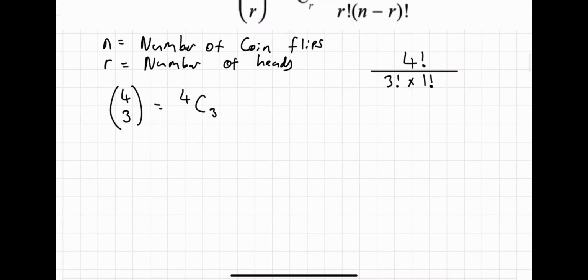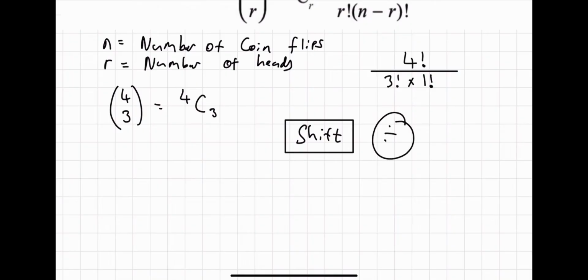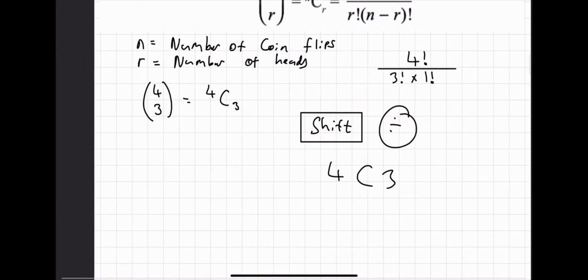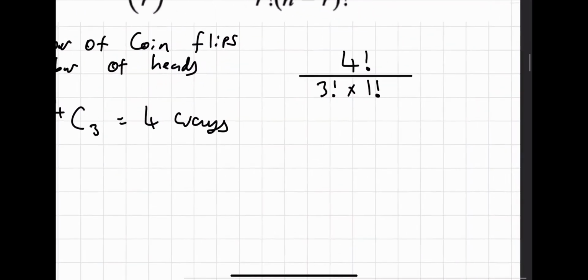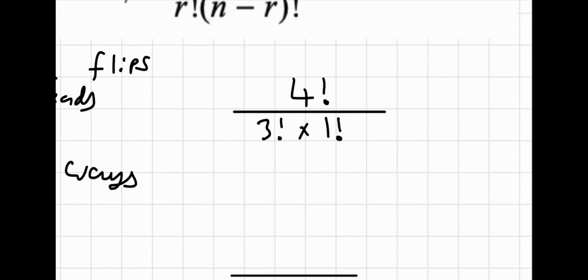To find the C button, or the choose function, you have to press shift on your calculator, or my calculator anyway, and then press the divide button. Shift, then divide, and it should come up with the C. Then you write 4 C 3, or 4 choose 3. That tells you the number of ways where you have 4 tosses of a coin and you can get 3 heads. There are 4 ways. Okay, now let's explain what the actual calculation is.